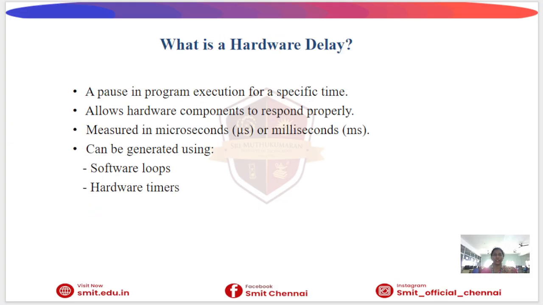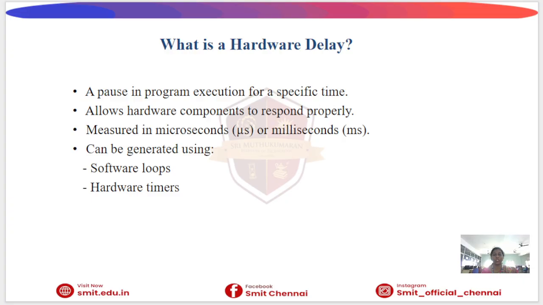Then what is the hardware delay? A hardware delay is simply a pause in the program execution. During this pause, what happens? The CPU waits, the hardware completes its operation, and it is usually measured in microseconds and milliseconds. There are two ways to generate delay: software loop and hardware timers.